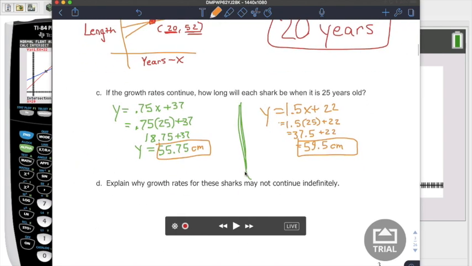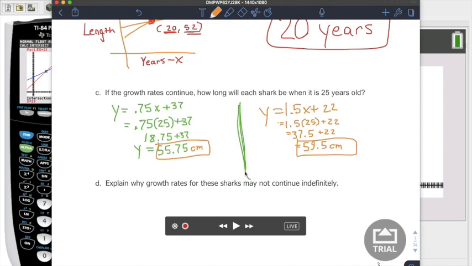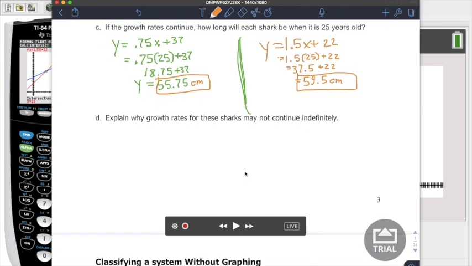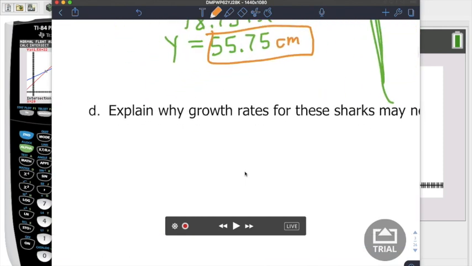Now, actually a pretty good follow-up question here. Explain why growth rates for these sharks may not continue. Definitely. Obviously, we've got a shark, it's going to grow to a certain length, but then it's going to hit that top end cap, I guess, and it won't be able to grow past that. So maybe this model is not even good for 20 years. Maybe it's only good for 10 years. Maybe it has that growth rate at a shorter time period. So I would just say sharks don't grow forever, I guess.